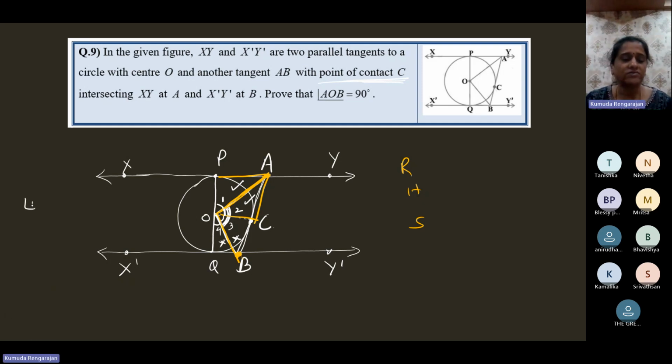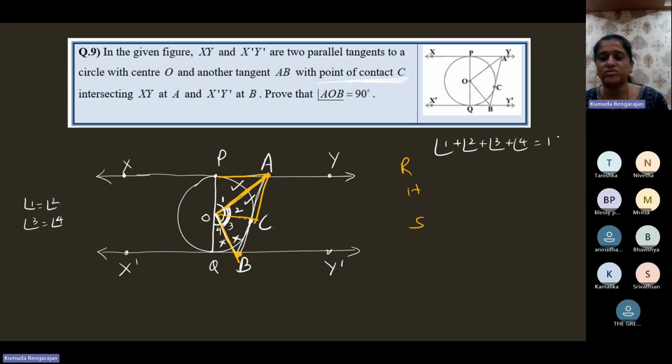Angle 1 is equal to angle 2. Angle 3 is equal to angle 4. But we know that angle 1 plus angle 2 plus angle 3 plus angle 4 is equal to 180 degrees. It's a straight line, no? Diameter. POQ is the diameter. It's a straight line. Now you need to show that 2 plus 3 is 90 because angle AOB is 2 plus 3.